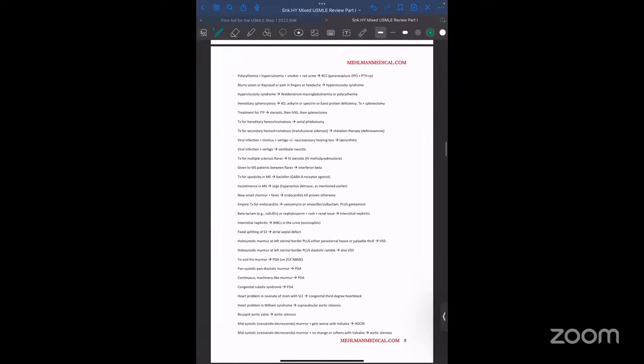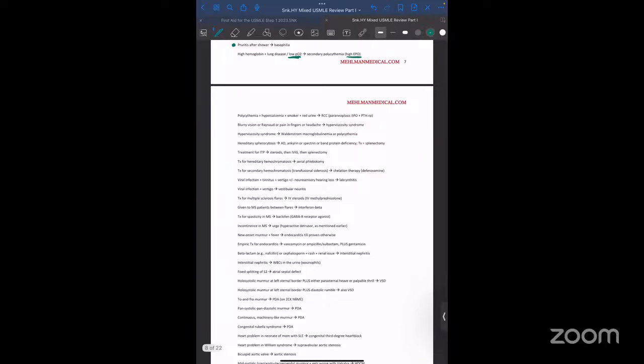Next, page 8. Polycythemia plus hypercalcemia plus smoker plus red urine is RCC, paraneoplastic EPO plus PTHrP. Blurry vision or Raynaud or pain in fingers and or headache is hyperviscosity syndrome. Polycythemia plus hypercalcemia plus smoker plus red urine, think RCC. This polycythemia is due to paraneoplastic EPO. This PTHrP is hypercalcemia.